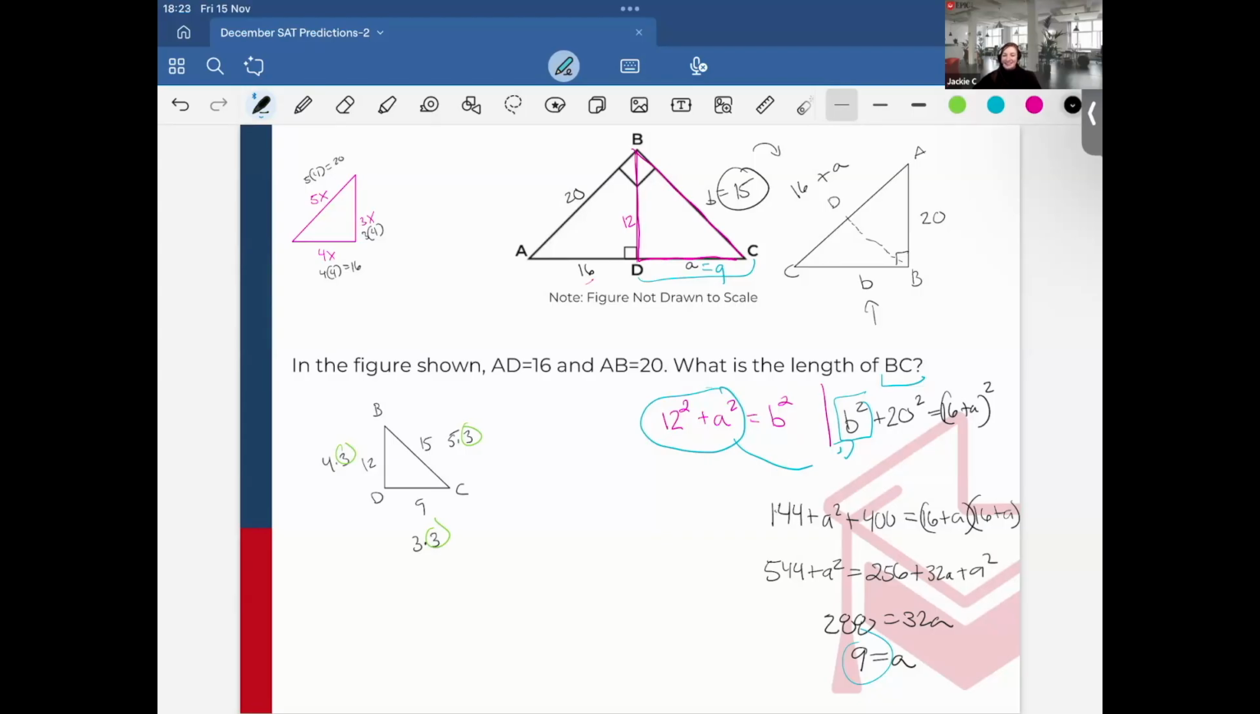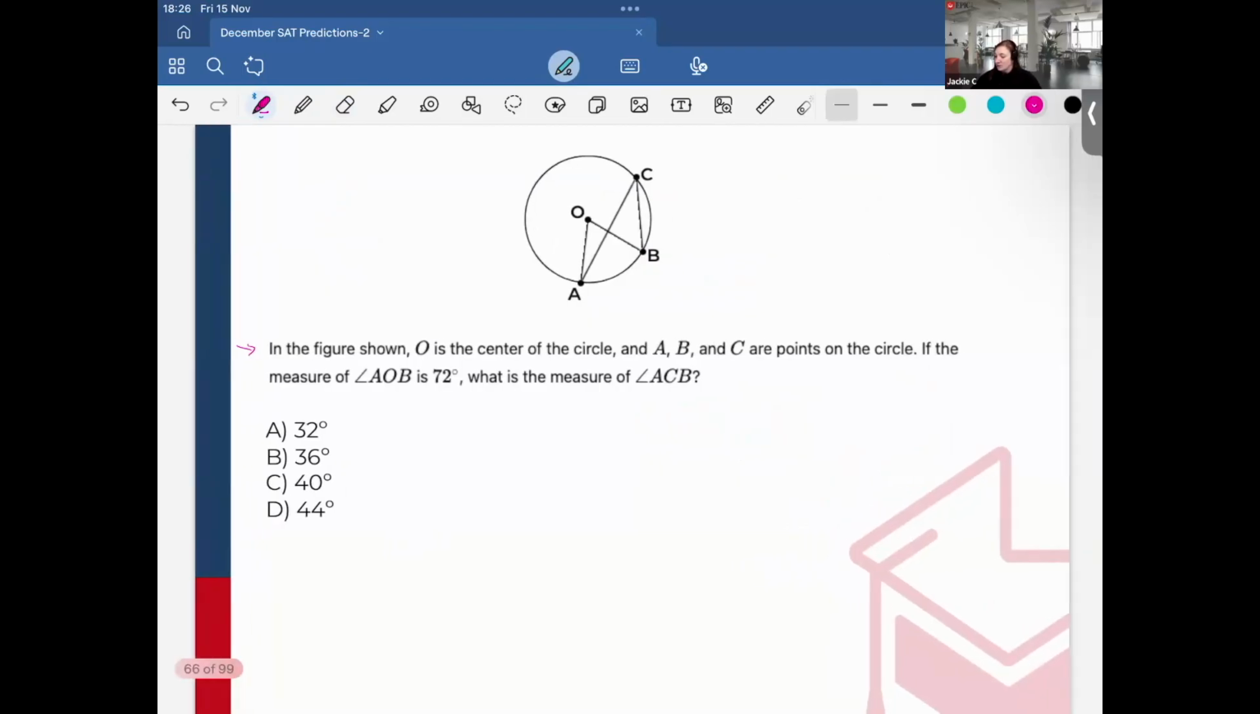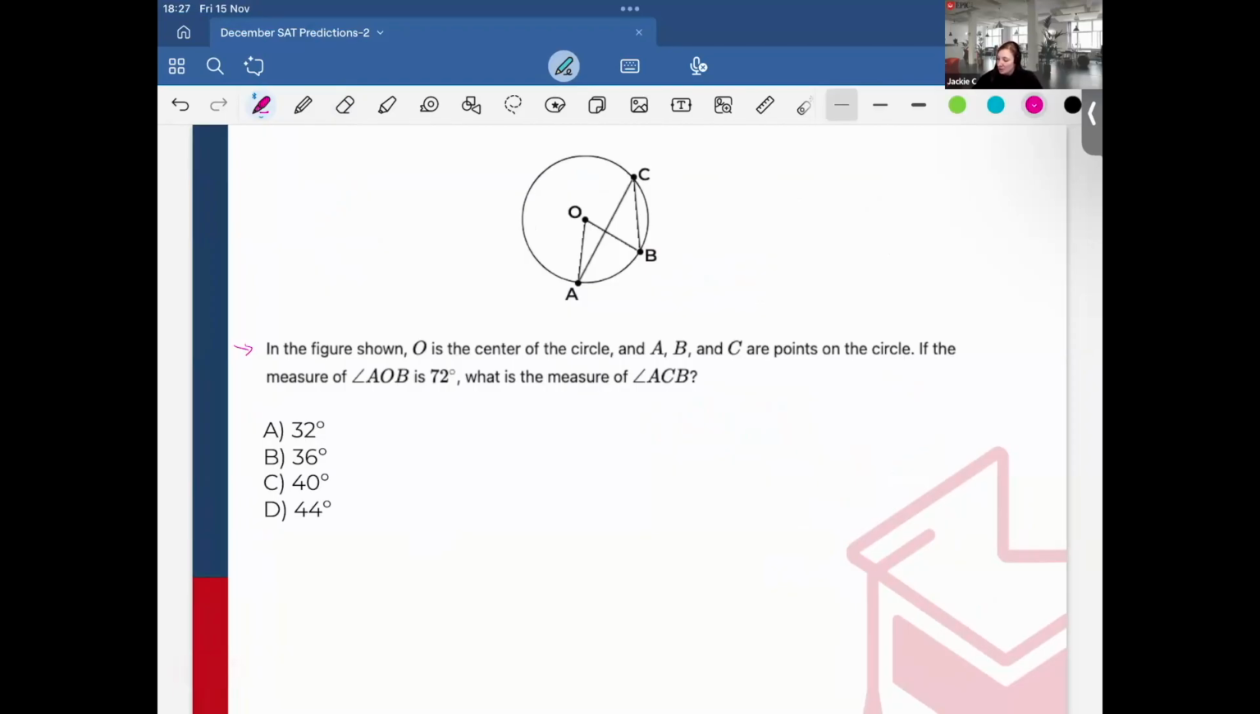Wasn't that so amazing? More geometry. So in the figure shown, O is the center of the circle, and A, B, and C are points on the circle. If the measure of AOB, so that would be the center angle, is 72 degrees, what is the measure of ACB? Okay, so if you don't know this theory, pay attention and know it for the exam. So I can see that my center angle cuts out arc AB. And if I look at the angle they're asking for, ACB, it also extends from AB.